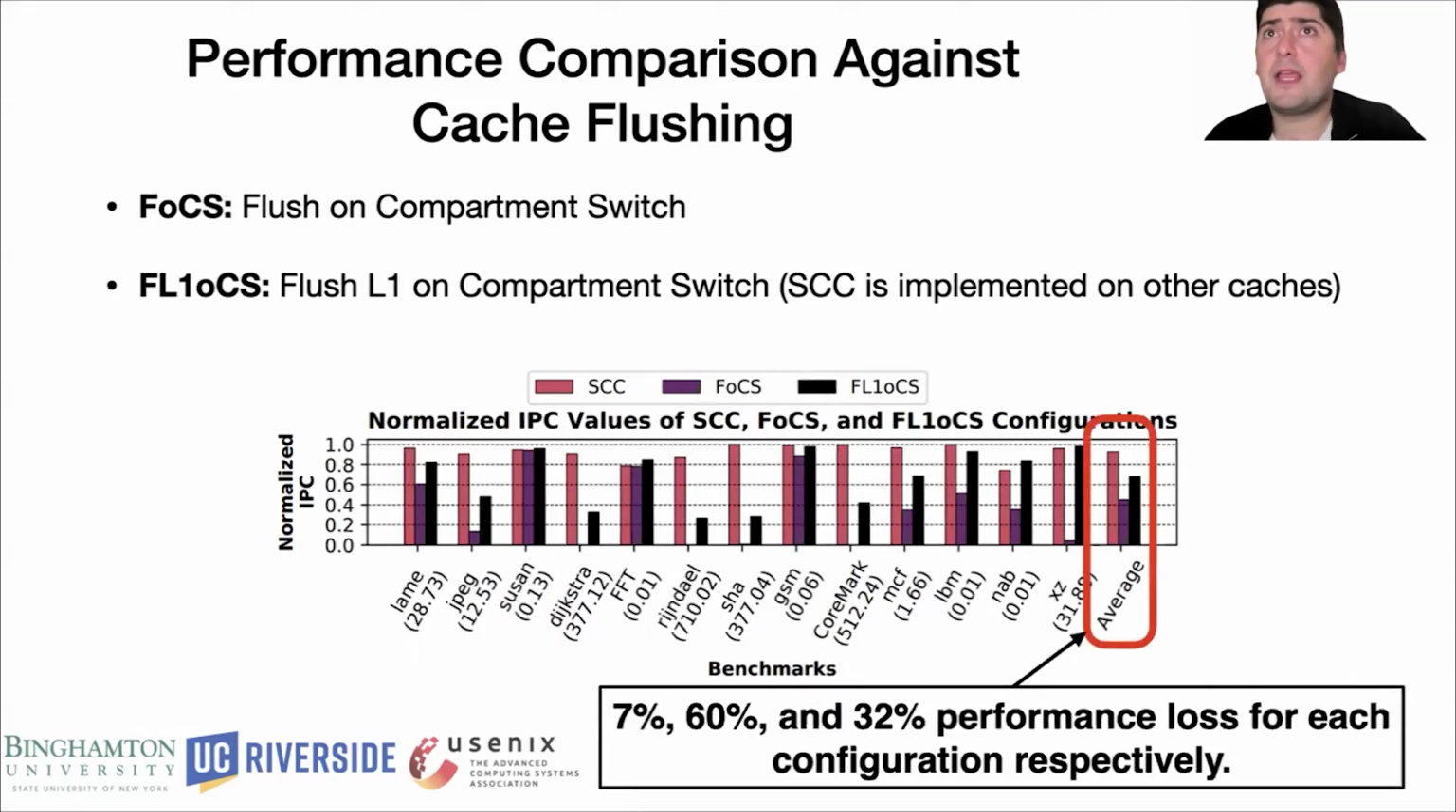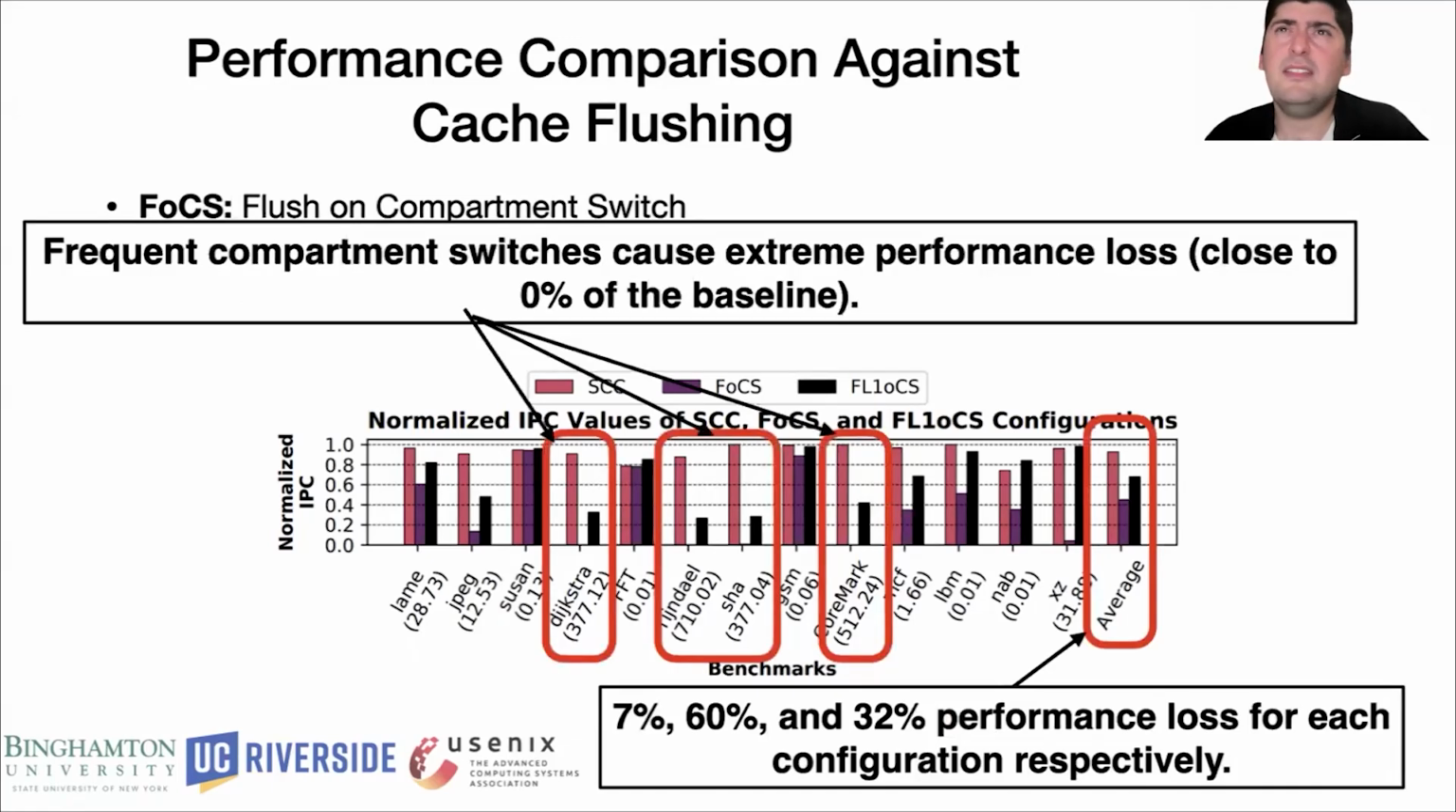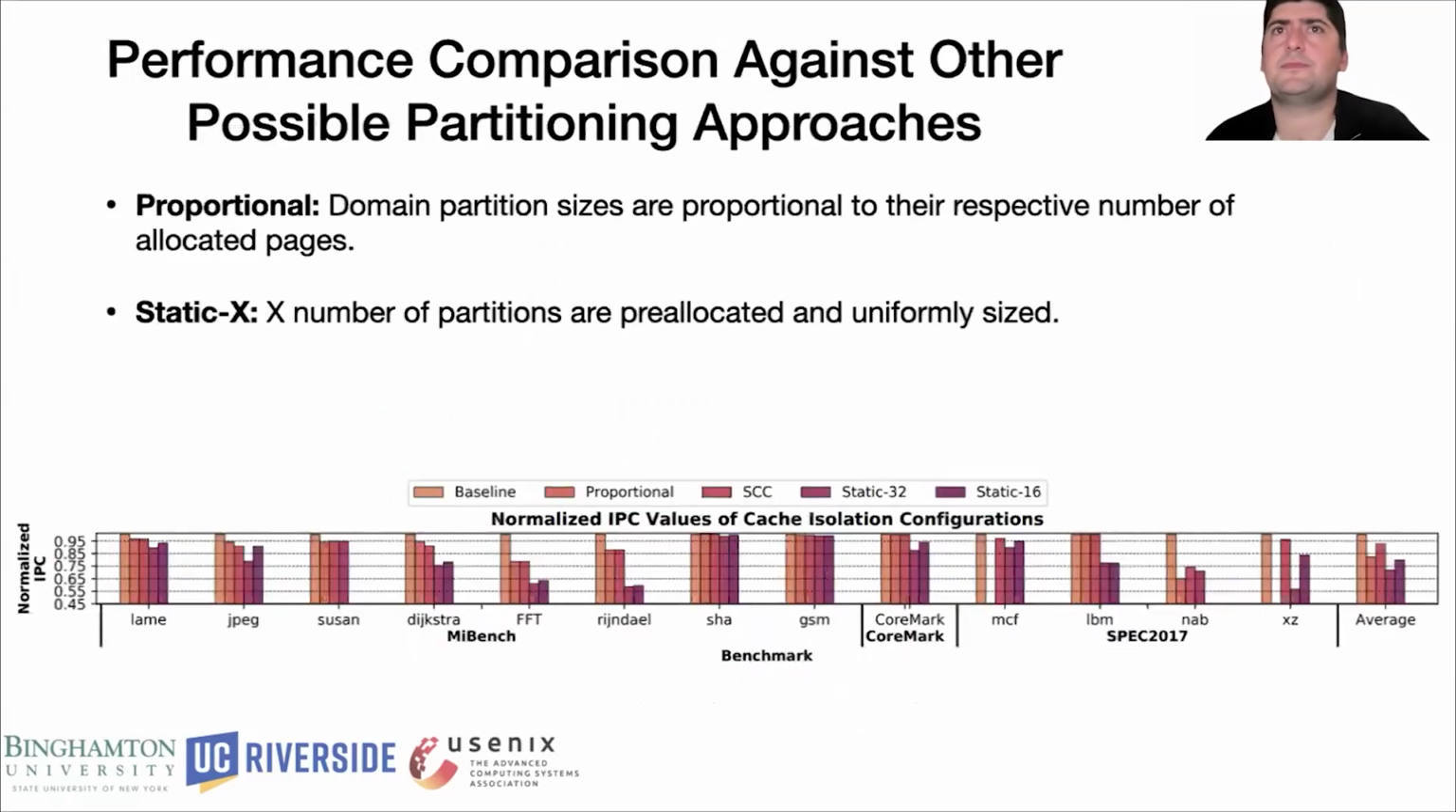On average, these two flushing configurations incur 60% and 32% performance degradation, respectively. Compared against SCC's average 7% performance loss, flushing the caches yields a significant performance degradation. This is due to the benchmarks with the highest compartment switch frequency exhibiting performance numbers below 30% of the baseline, even close to 0% in some cases. This shows that cache flushing is an infeasible method for compartmentalization.